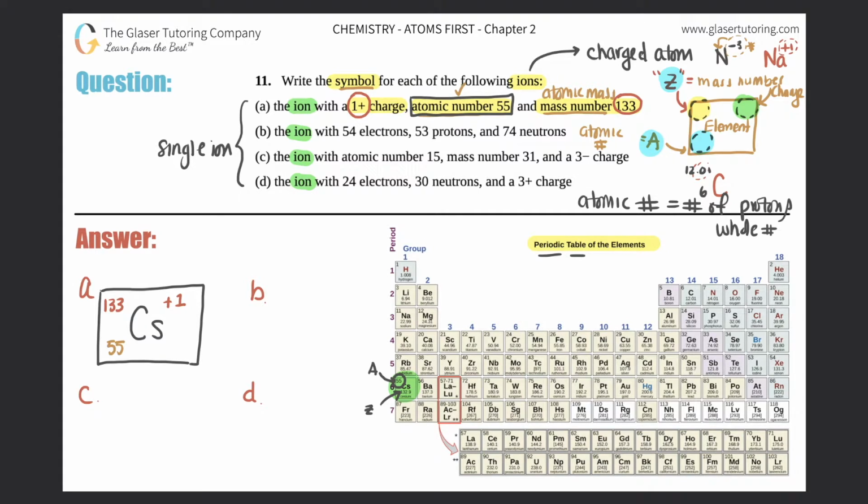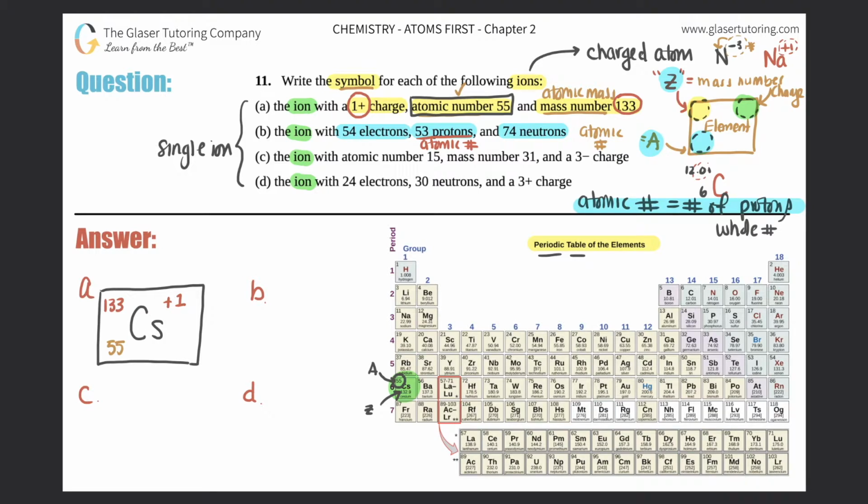Moving on. B. The ion with 54 electrons, 53 protons, and 74 neutrons. Okay, where do we start? Well, we always start with what the element actually is. And the element always comes from the atomic number. But we know that the atomic number equals the number of protons. So, by them telling us that it's 53 protons, we know that this is the atomic number.